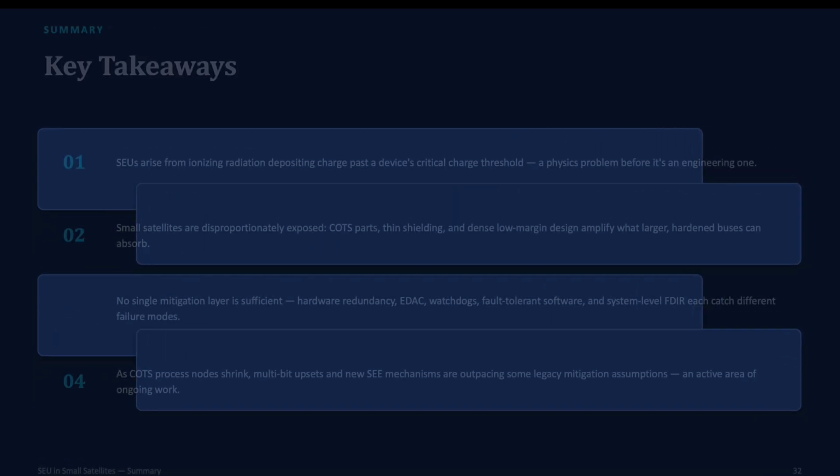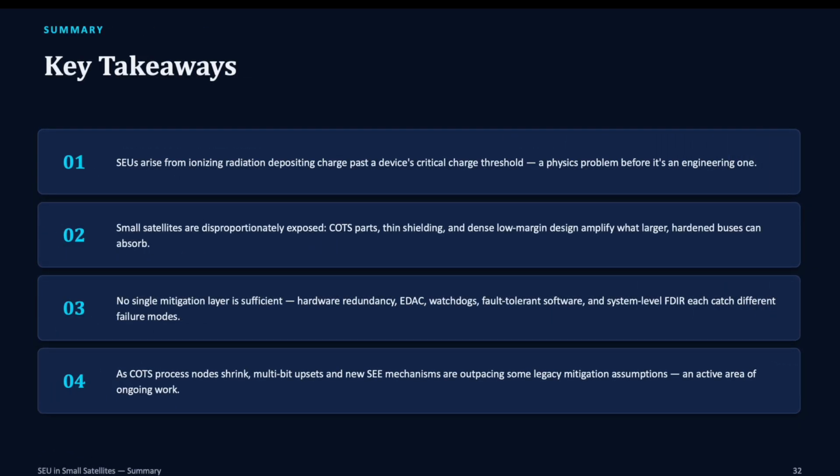So the key takeaways of my presentation are that single event upsets arise from ionizing radiation that deposit charges past a device critical charge threshold. Small satellites are disproportionately exposed when we consider commercial off-the-shelf parts, thin shielding, and low margin density. There is no single mitigation layer that is sufficient. It's normally a stack of 2 or 3 that are used in each mission.